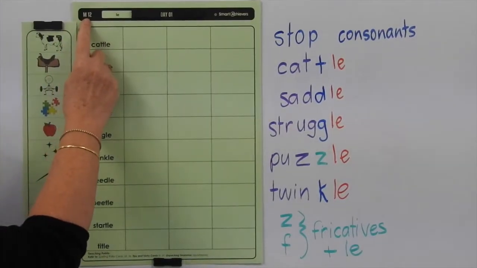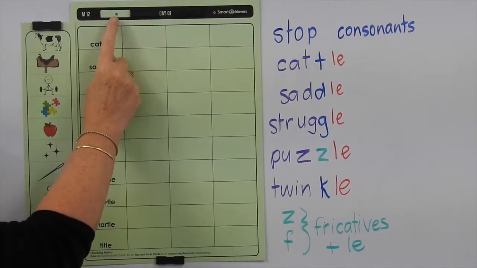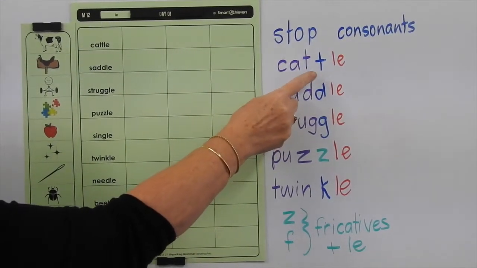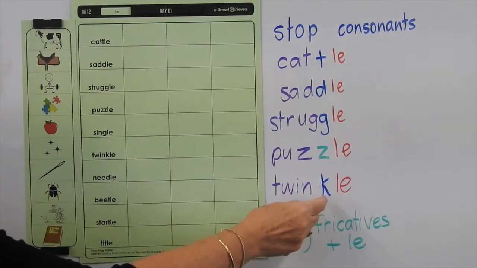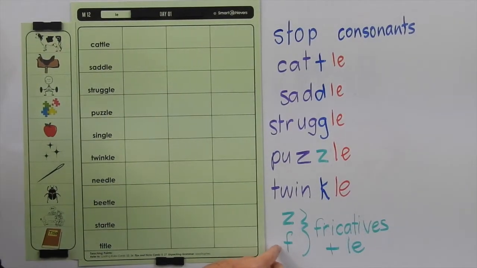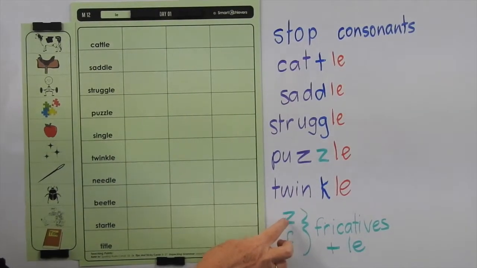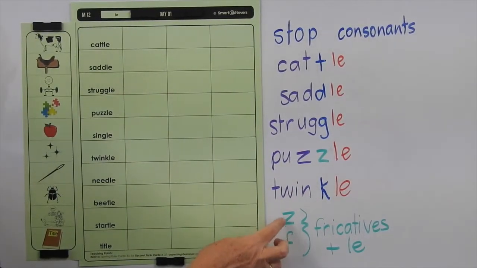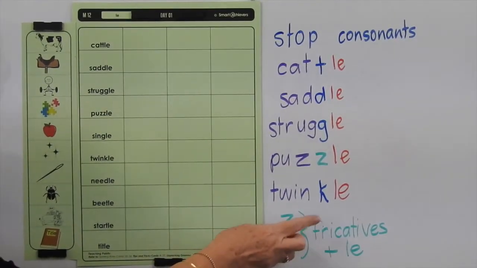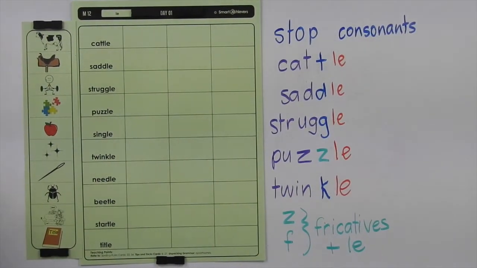Level M, list 12, and we're doing the day 1 page, and we're looking at words that end in LE. Now we know we use LE after a stop consonant, so these are stop consonants: T, D, G, and K. Z is a fricative, so is F, and they also are followed by an LE. So if you say Z or F, you'll feel friction when you say them. Your tongue will tingle, especially when you say puzzle, and so you can feel that friction. That's what means that it's a fricative. It's said with friction.